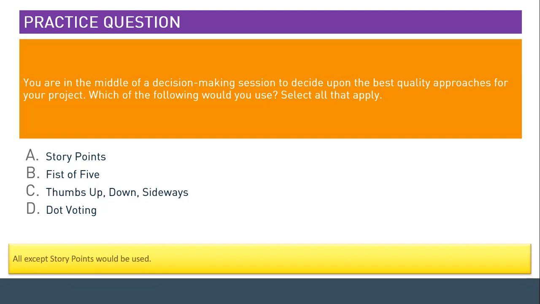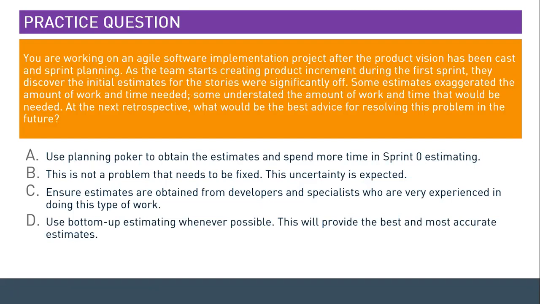I'll just throw one more in. Here's your final one. You're working on an agile software implementation project after the product vision has been cast and sprint planning. As the team starts creating product increment during the first sprint, they discover the initial estimates for the stories were significantly off. Some estimates exaggerated the amount of work and time needed. Some understated the amount of work and time that would be needed. At the next retrospective, what would be the best advice for resolving this problem in the future?